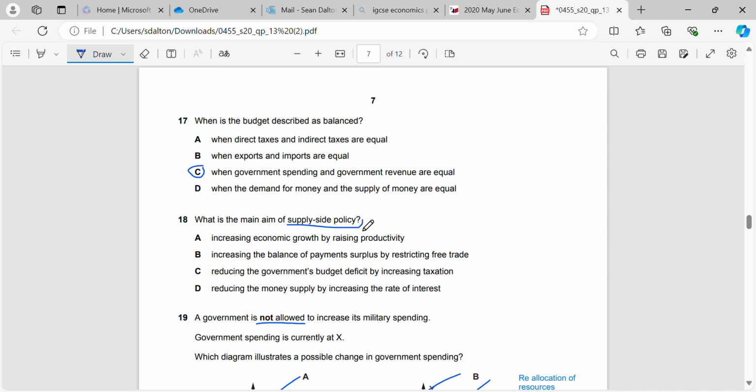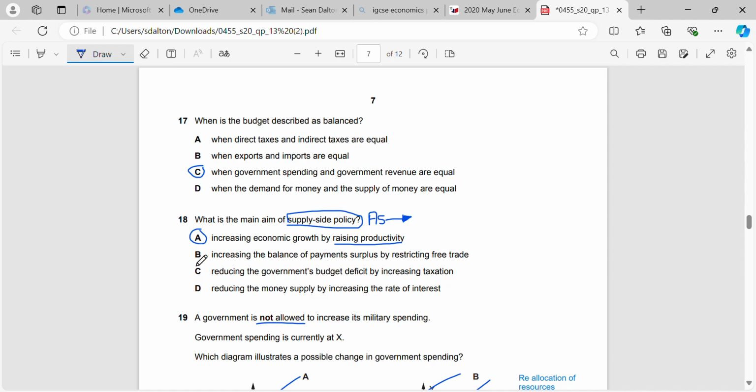Okay, simple question for 18. What is the main aim of supply side policy? The main aim of supply side policy is to increase AS. And why do we increase AS? To try and increase economic growth by raising productivity. So, providing education and training, like a couple of questions ago, what's it going to do? It's going to increase the skills of workers, and in the long run, that will make people more productive. We'll be able to make more goods and more services by doing that.